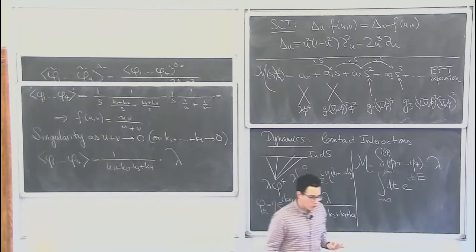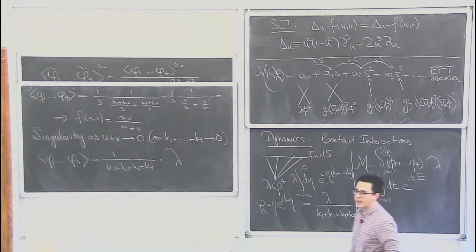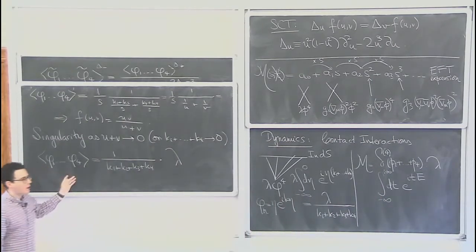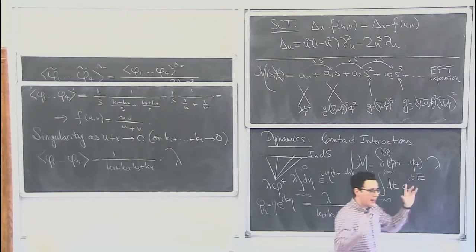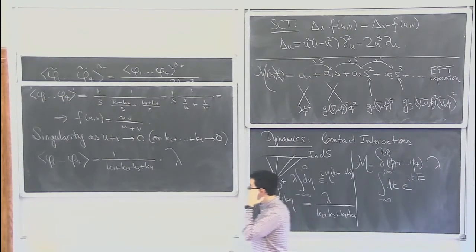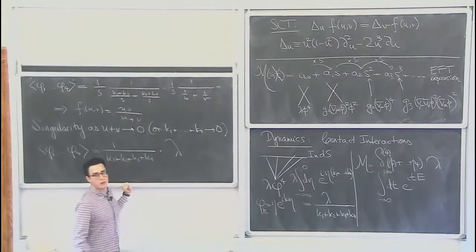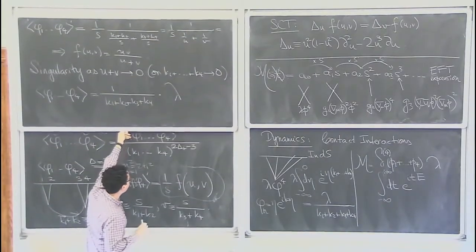But actually, as I'll show you now, this is not an accident. Well, this example is trivial, but actually it's always true. Okay? So every cosmological correlator is going to have a singularity whenever the sum of the energies goes to zero. And when the sum of the energies goes to zero, what you get is a flat space scattering amplitude. Okay? So let me give you some intuition for why that's happening.